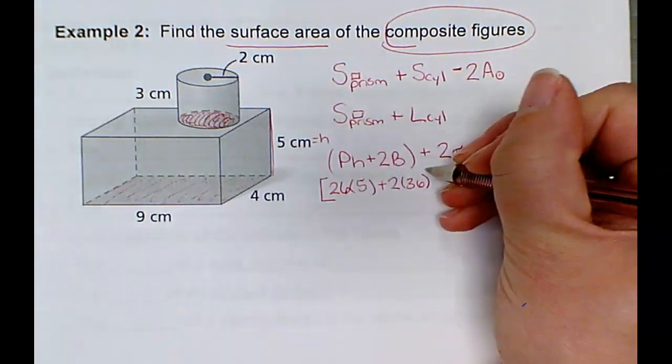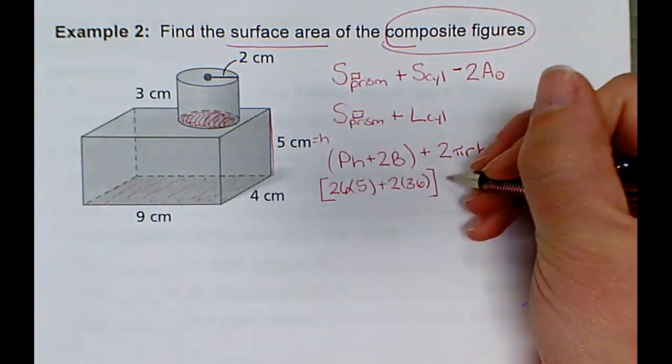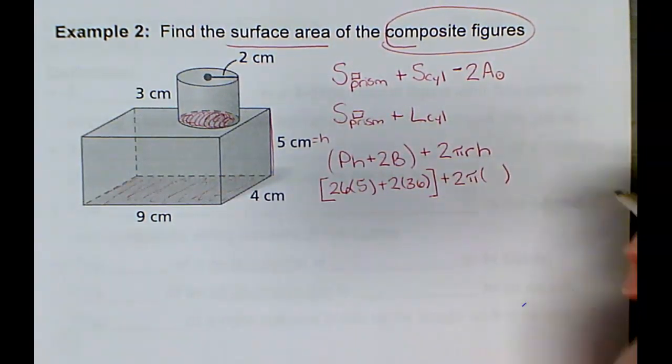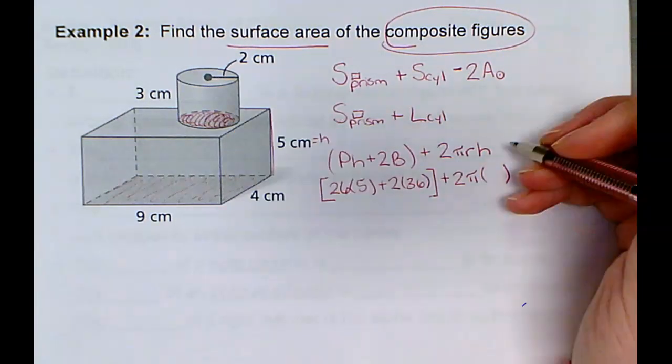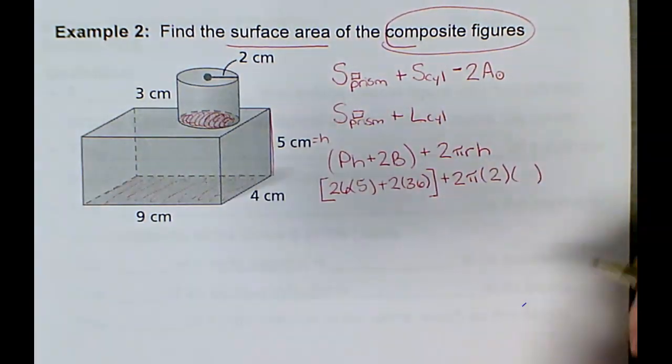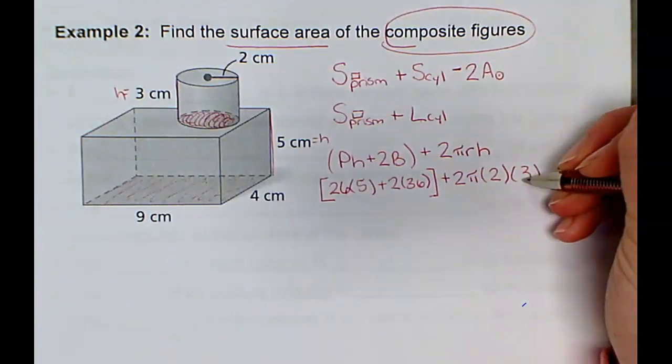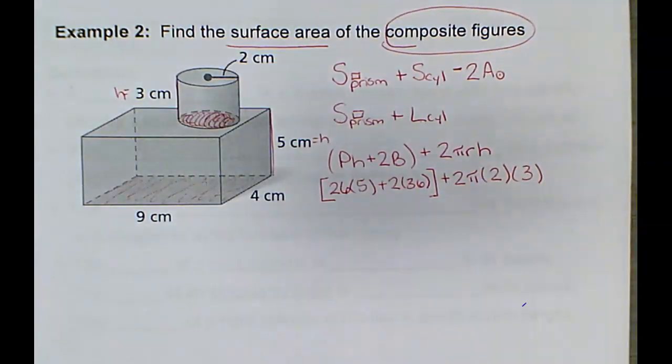So this is my surface area of the prism, and I'm going to add to it 2 times pi times the radius of the cylinder, which is 2 centimeters, times the height of the cylinder, which is 3 centimeters. So I have all of those pieces together.